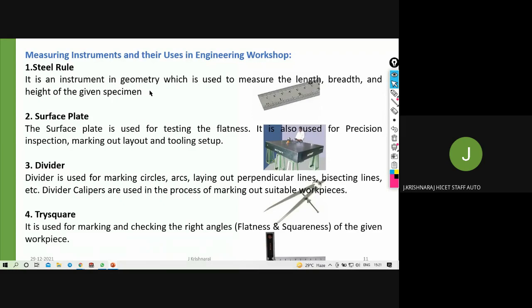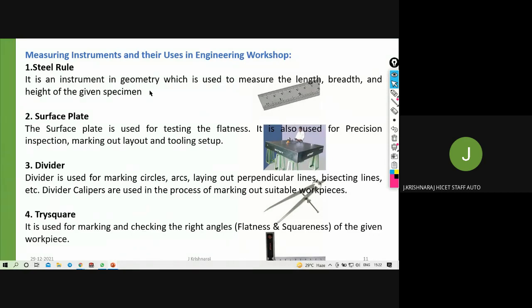It is used for testing flatness. For example, measuring gauges are placed over the surface plate. The surface plate is always kept flat. If you are supposed to measure a particular component, you should not keep the measuring gauge and the specimen on the floor. You should keep the specimen and the measuring gauges on the surface plate only. Then only can you get the accurate, precise value.